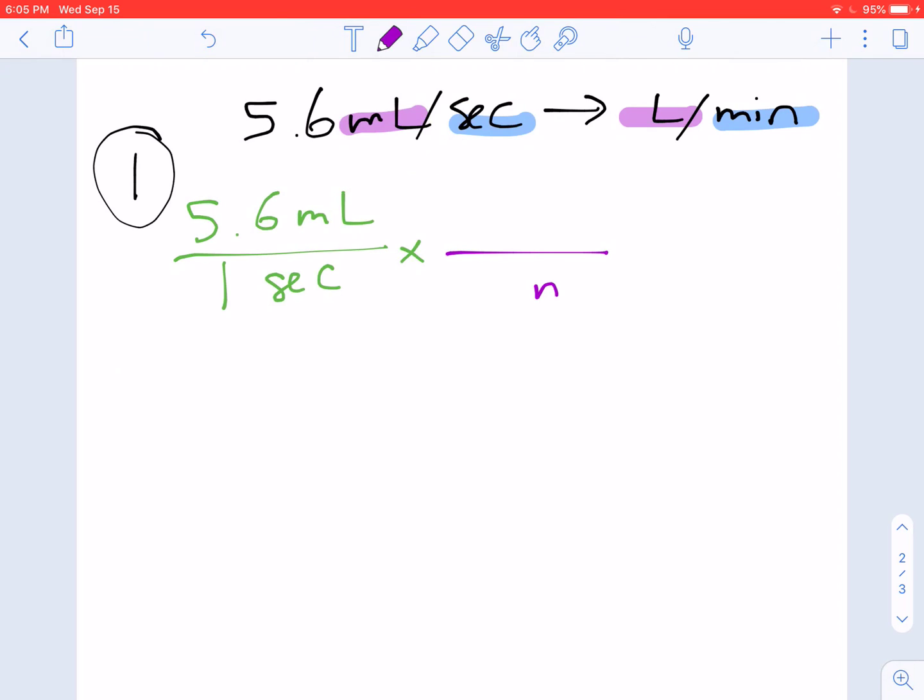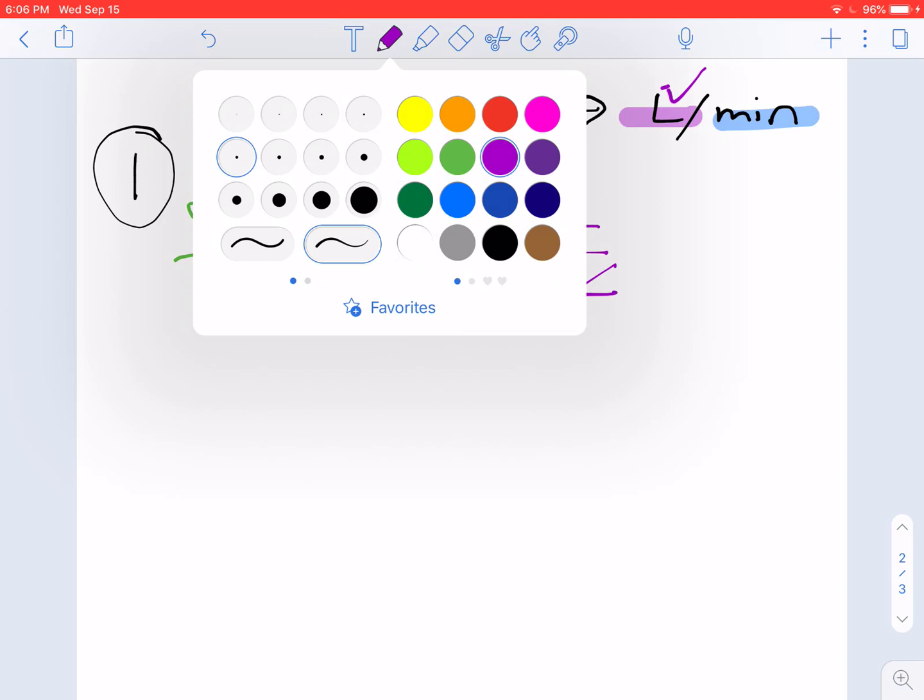I'm going to go milliliters on the bottom because milliliters and milliliters will cancel there. This liters is one of my base units. It doesn't have a prefix with it, so I can do this in 1 step. Okay, be careful with that. So I've now got liters, which is what I wanted. I now need to get my seconds into minutes.